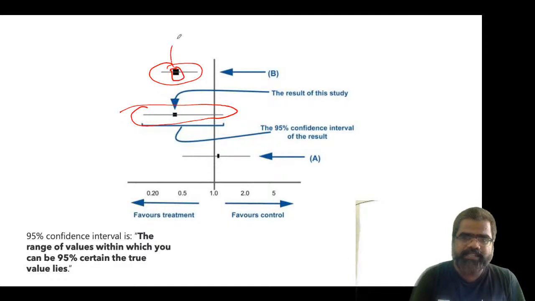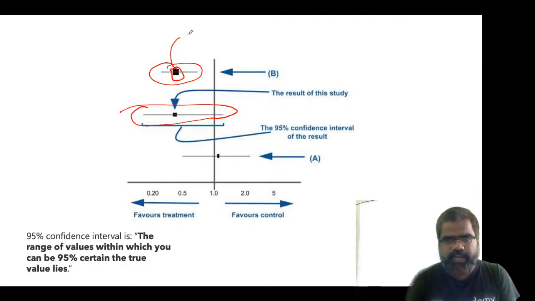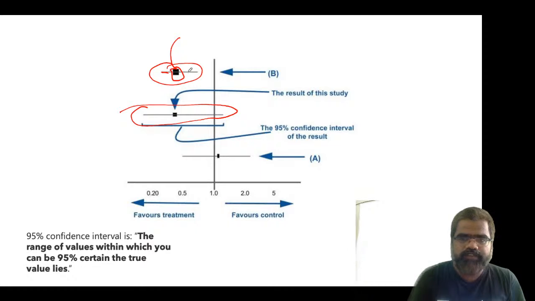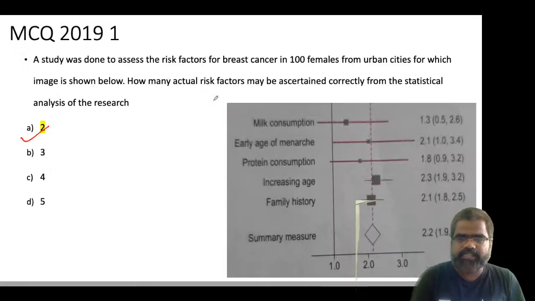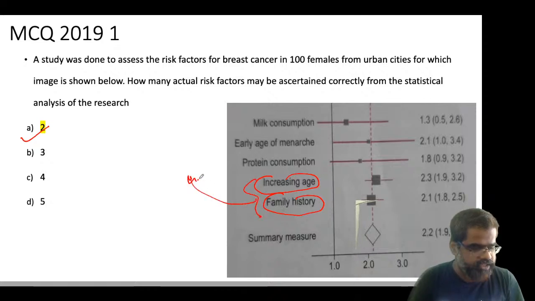The square represents the size of the sample, and this is the confidence limit. If this crosses the line of null effect, or touches the line of null effect, it is not significant. If it doesn't cross, it is significant. Coming back to the question, you can see increasing age and family history do not touch the line of null effect. So these two are risk factors for breast cancer. Okay, simple.